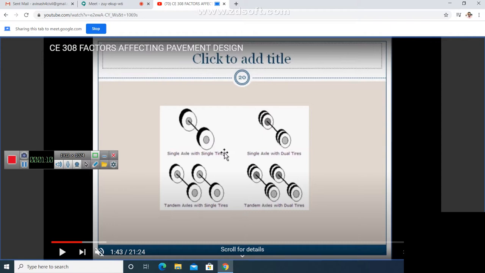And the last one is tandem axle with dual tires. There will be 2 axles, and on each axle, there will be 2 tires. Okay, so that's it.